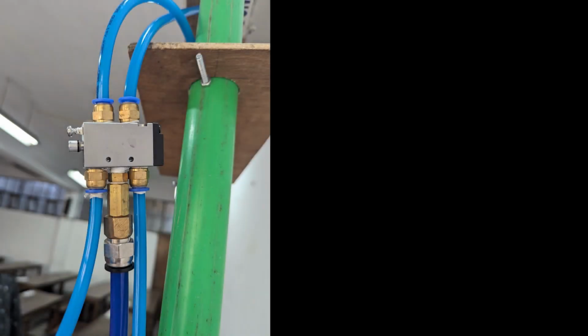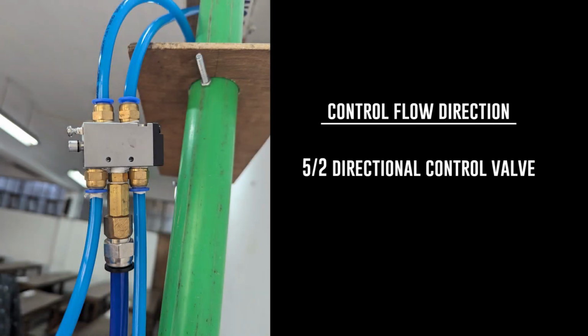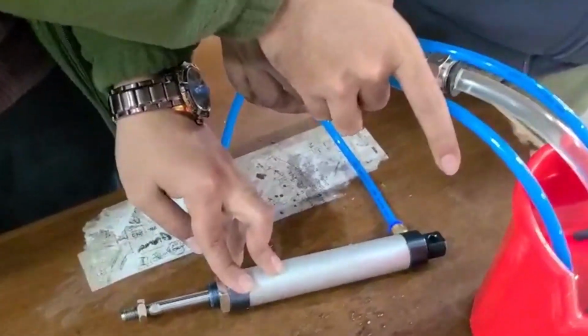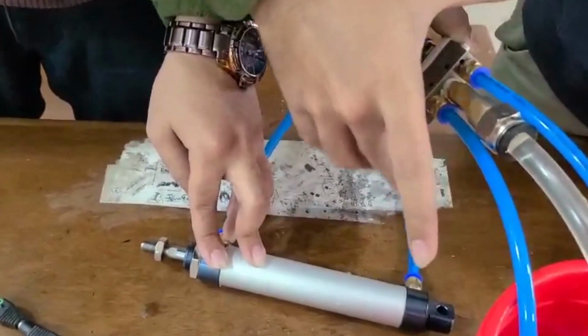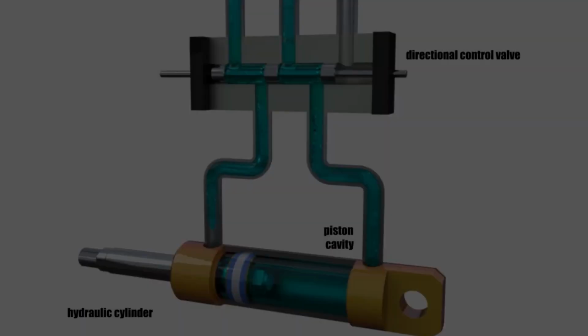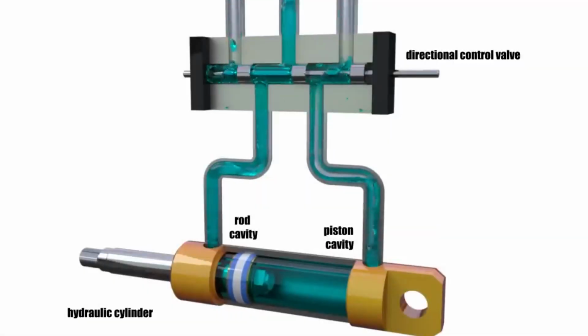Next, we needed to control the direction of flow of fluid to either extend or retract the piston of cylinder. For that we used a 5-2 directional control valve. There are 5 ports in it and it can be set for 2 different directions. This was also bought from Nawabpur. We controlled the valve mechanically, which could also be controlled electrically with help of a solenoid.